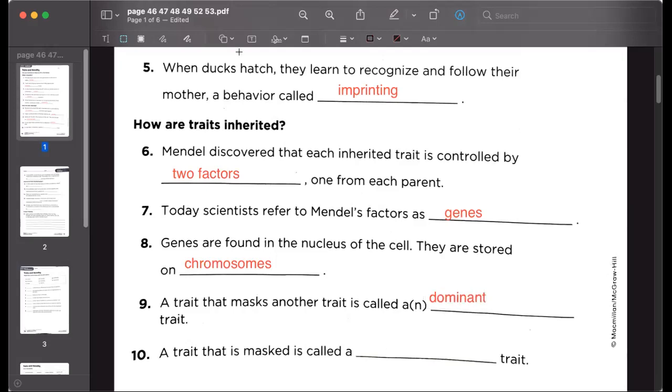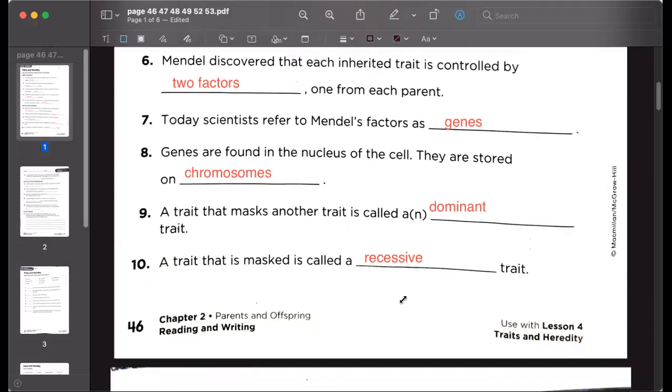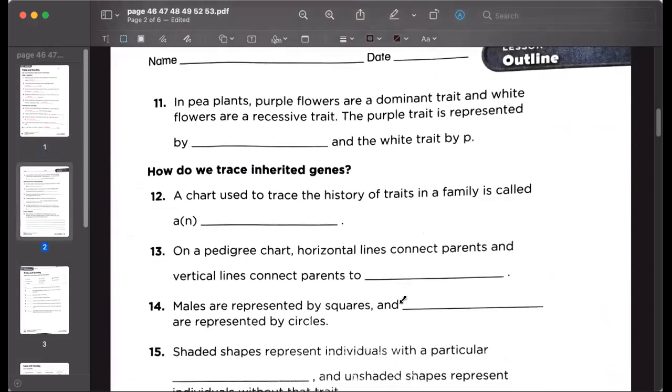Okay, the next one on your workbook, number 10, blank. A trait that is masked is called dash trait. Recessive trait. Now let's move to the next page. That is your workbook page number 47.